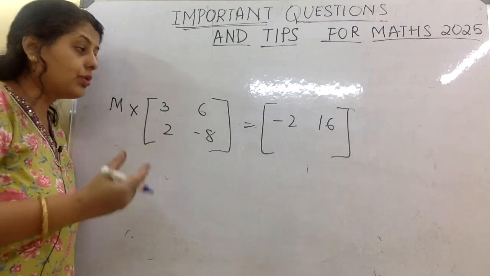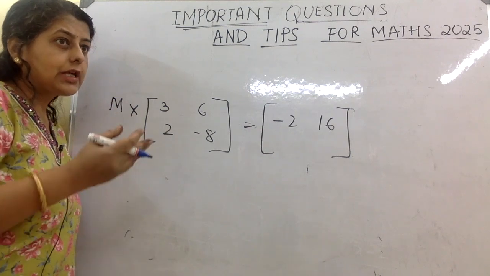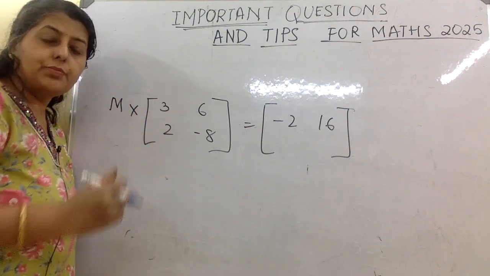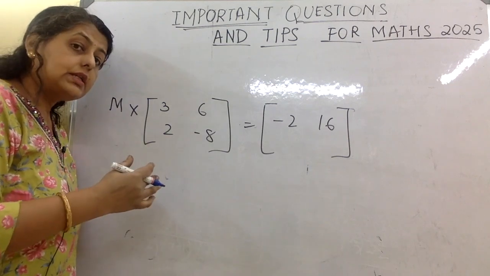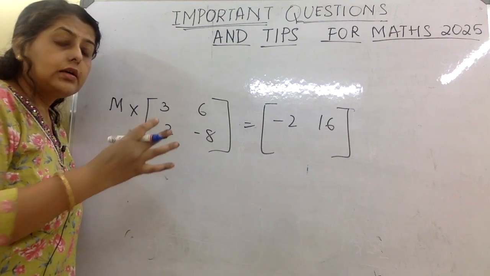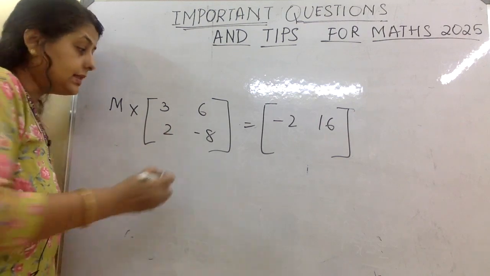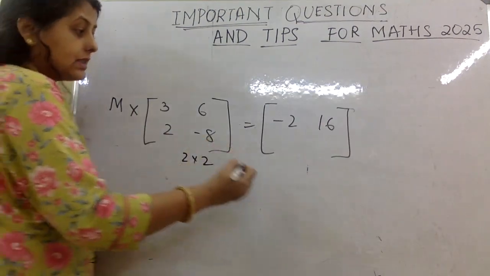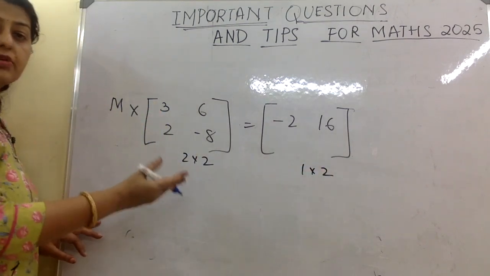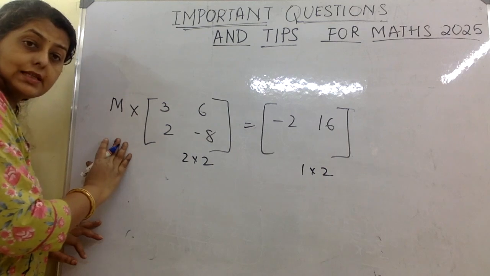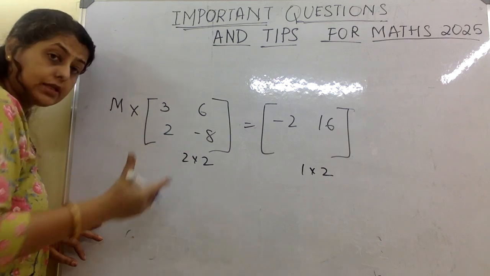We don't even know. Shall we write A, B, C, D? Shall we write row matrix AB? Shall we write column matrix AB? We don't know anything. How do we understand? So we have to understand a very clear thing, that is the order of the matrices. This is 2 into 2 order. This is 1 into 2 order. This is 1 into 2 order. How do I understand the order of this? Accordingly, I'll take my variables.